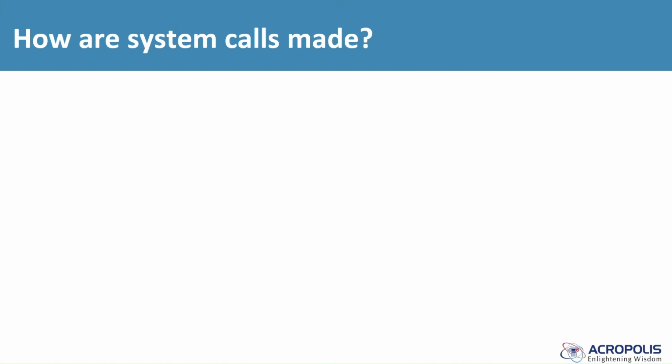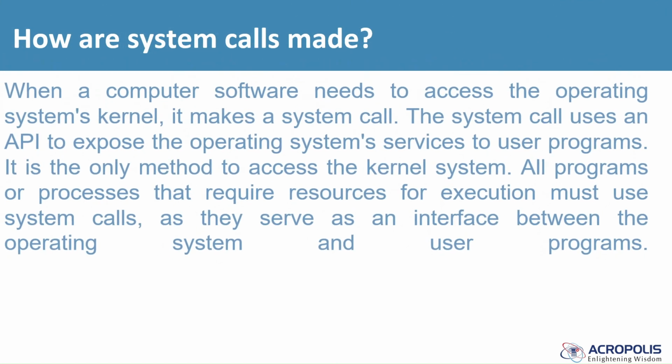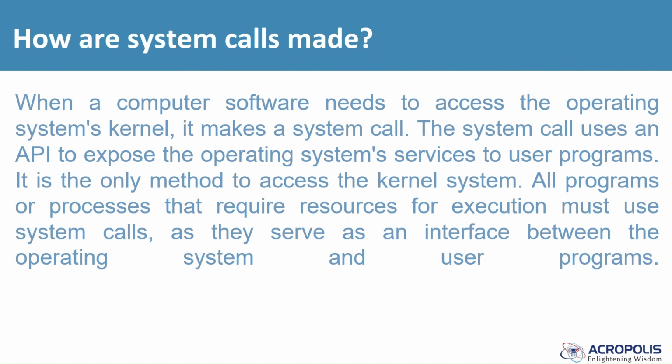Next topic, how are system calls made? When computer software needs to access the operating system's kernel, it makes a system call. The system call uses an API to expose the operating system services to the user program. It is the only method to access the kernel system. All the programs or processes that require resources for execution must use system calls, as they serve as an interface between the operating system and the user program.